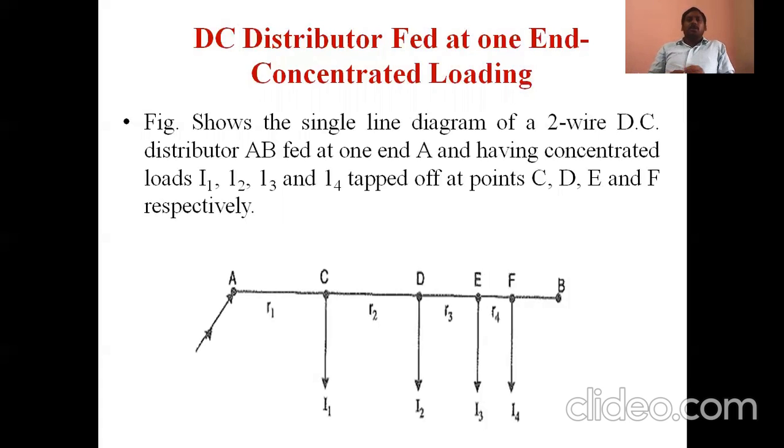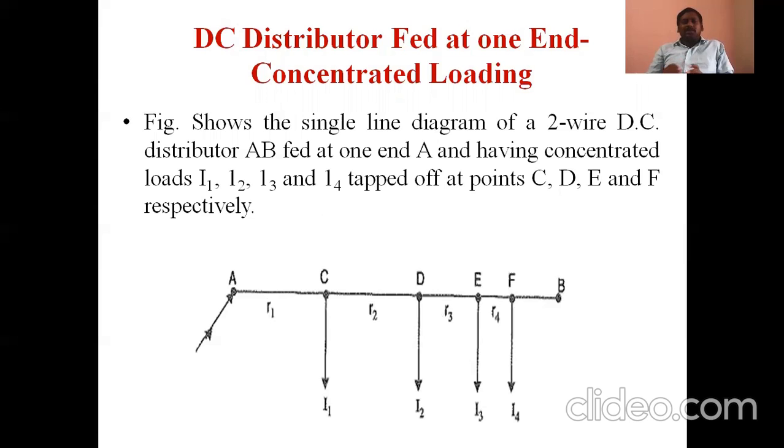This is the total length of the distributor AB. This is section AC, this is section CD, this is section DE, this is section EF, and this is section FB. If we observe here, these are nodes: A is a node, C is a node, D is a node, E is a node, F is a node, and B is a node.